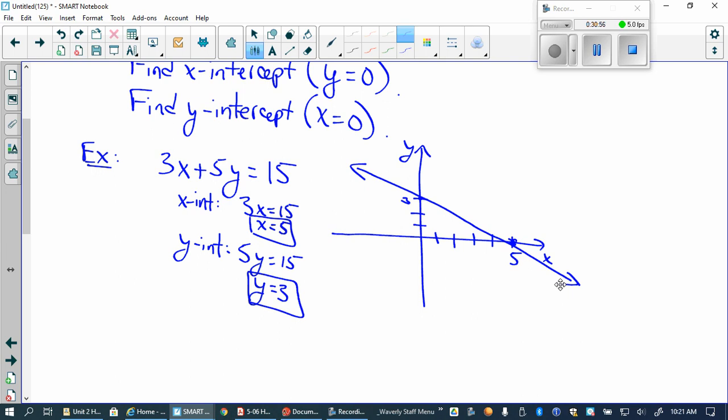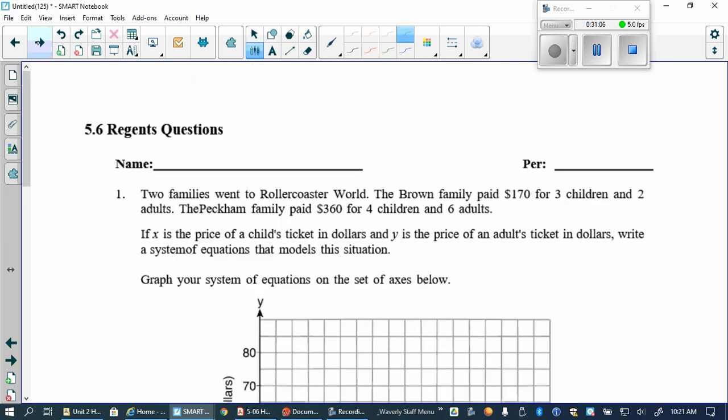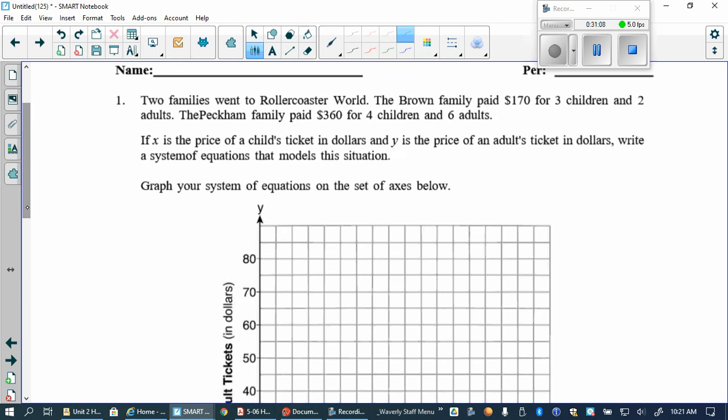Let's look at some Regents questions. How to graph stuff. Go to page 143. What's going on here? Two families went to Roller Coaster World. The Brown family paid $170 for 3 children and 2 adults. So does that sound like an equation? Maybe C is the cost per child and A is the cost for an adult, maybe?